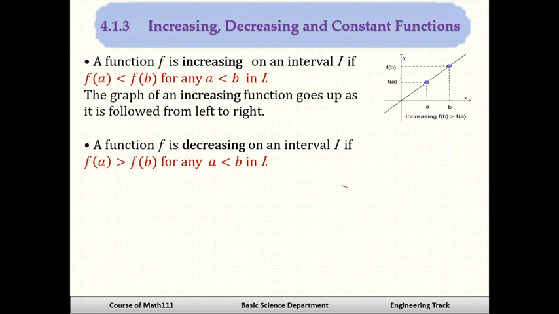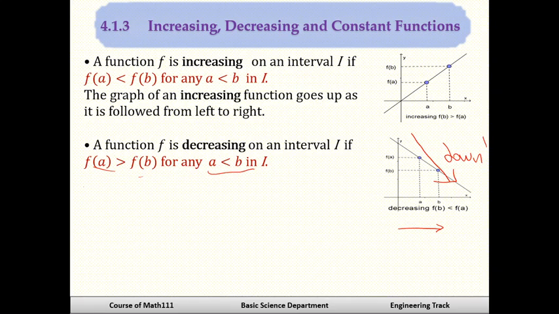So, decreasing function means f of a will be bigger than f of b for any a less than b in an interval. So visually on the graph you will see this decreasing. So b is bigger than a, and then f of b is less than f of a. So this condition is satisfied. Visually, from left to right it will go down. You see, going down means decreasing.